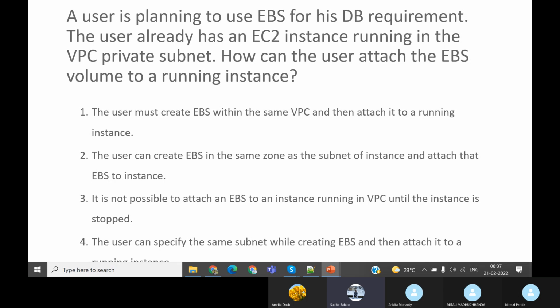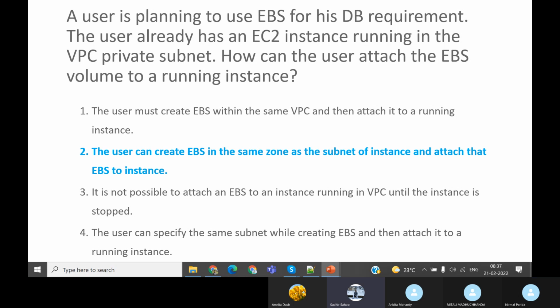The user can specify the same subnet. I think option 2, maybe. Yes, yes, because it is saying that we have to create the EBS in the same zone. Yes, same zone, same availability zone. Right.